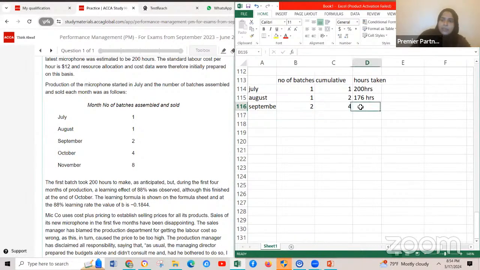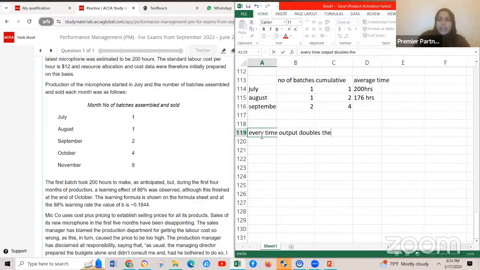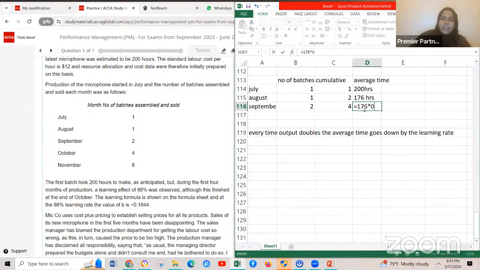So again, output has doubled, meaning again we can apply it. This is the average time. This is not total time, this is the average time. What is the rule? I'll just put it here. Every time output doubles, the average time goes down by the learning rate. So now again from 2 to 4, output has doubled. So again, the learning rate will apply on the average time, not the total time.